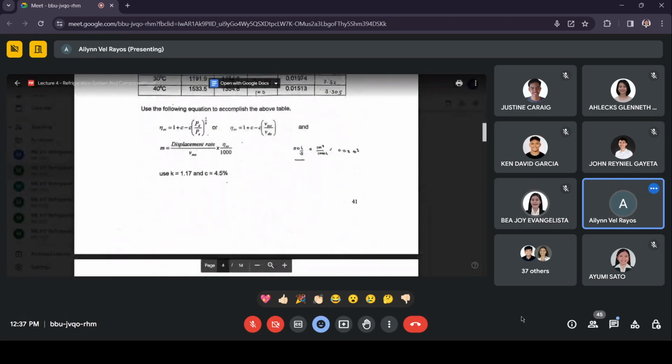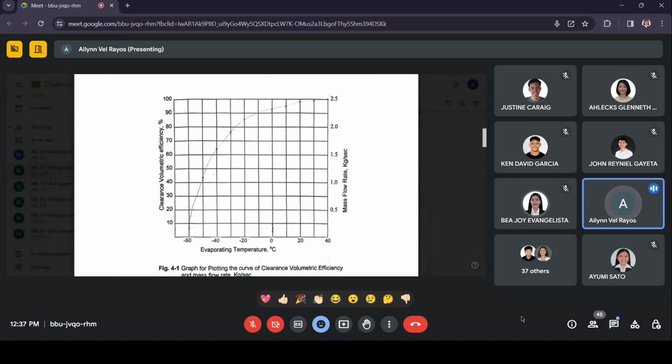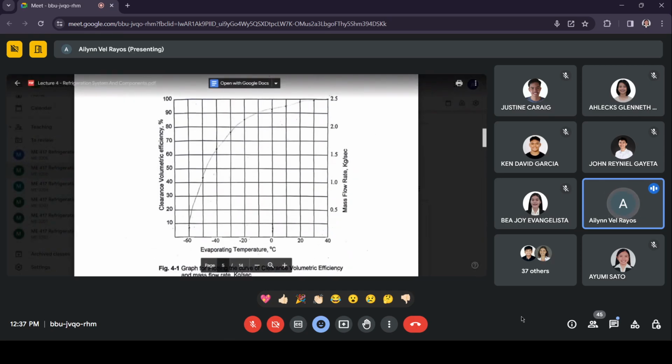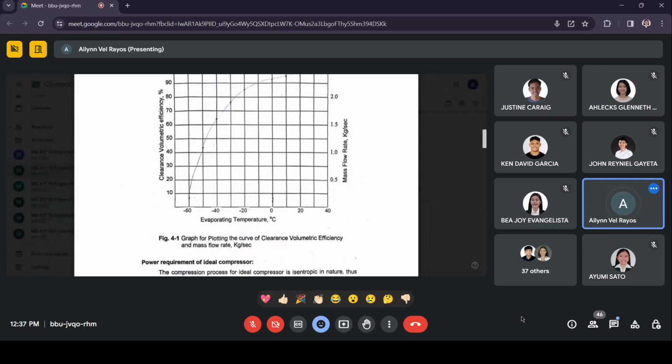So, ito naman is the plot of the data that shows a curve of clearance volumetric efficiency and the mass flow rates. If you graph it, then ito yung ipapakita niya. So this is the relationship of the evaporating temperature, the clearance volumetric efficiency, and the mass flow rate.